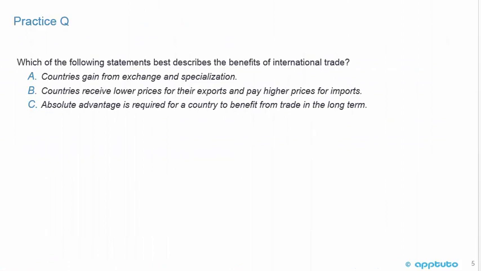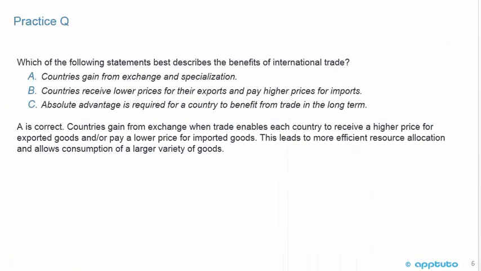So we'll do a quick practice question to check our understanding. Which of the following statements best describes the benefits of international trade? A, countries gain from exchange and specialization. B, countries receive lower prices for their exports and pay higher prices for imports. Or C, absolute advantage is required for a country to benefit from trade in the long term.